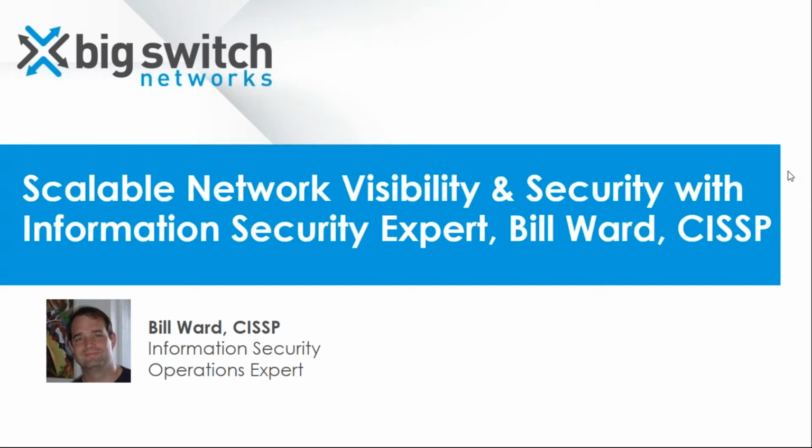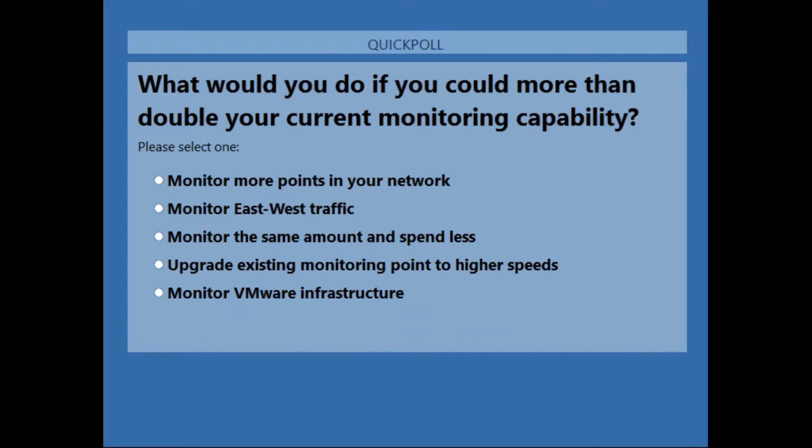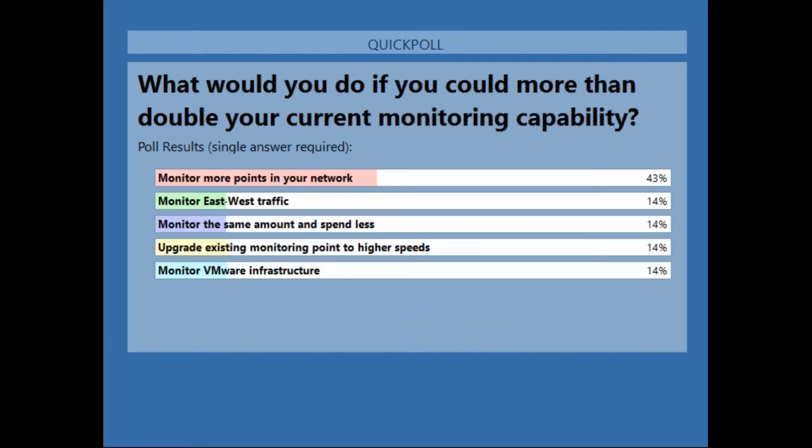So that is going to start us off with our first polling question. The question is, what would you do if you could do more than double your current monitoring capability? You can go ahead and select one of these, and then we'll show you the results in a moment. So let's see what the results are. Monitor more points in the network.